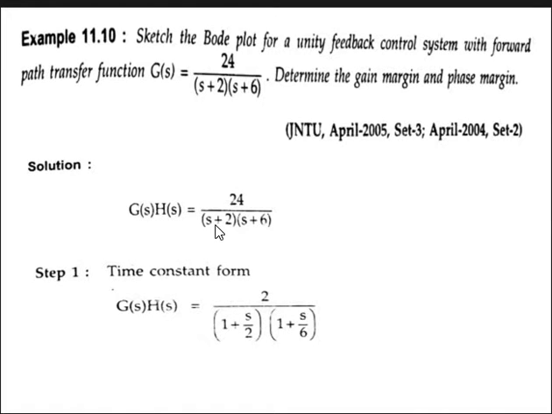so the time constant form G(s)H(s) is equal to, from this we can take 2 as common, from this we can take 6 as common, so 6 into 2 is 12, 24 divided by 12 is nothing but 2, therefore 2 / ((1 + s/2)(1 + s/6)). So now it is in time constant format, so this function can be split into 2 into 1/(1 + s/2) into 1/(1 + s/6).